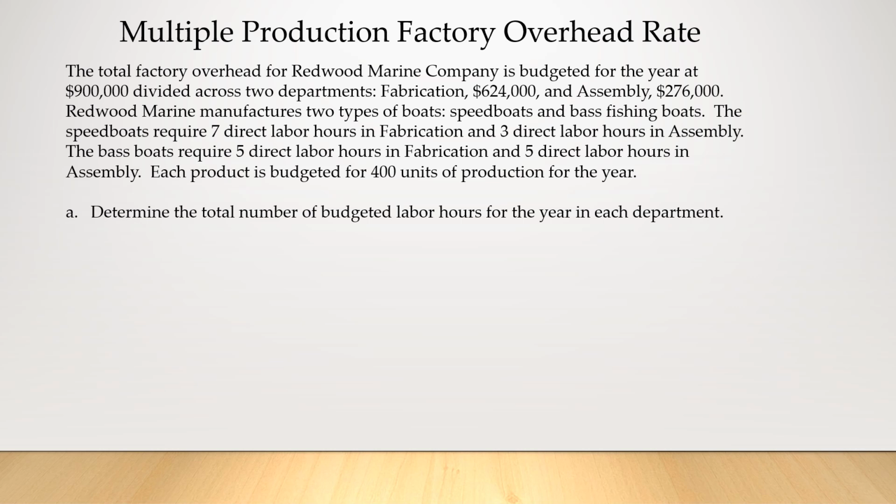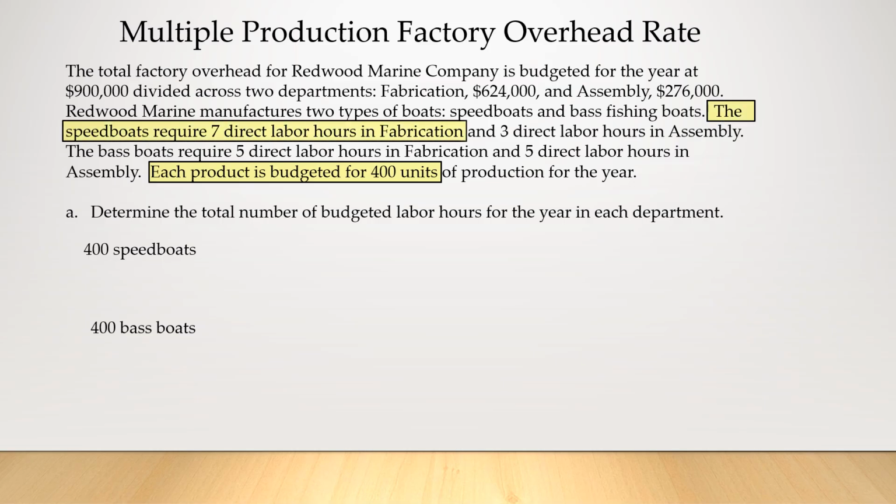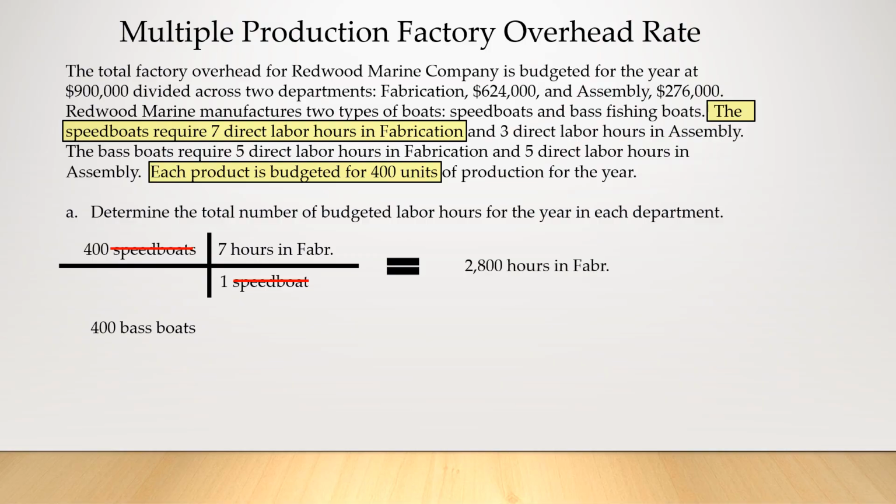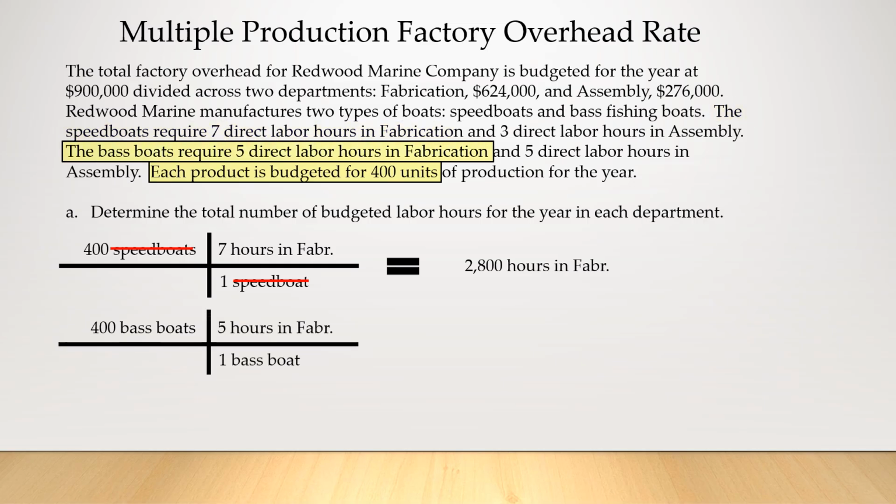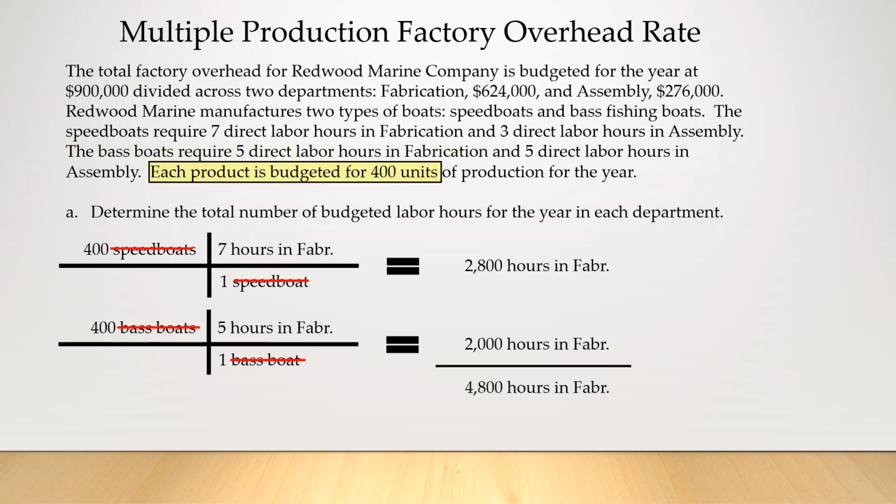We'll start by determining the labor hours for each department. We know the company is making 400 speedboats and 400 bass boats. How many hours in fabrication are required for 400 speedboats? Each speedboat requires 7 hours in fabrication, so multiply those 400 boats by 7 over 1, giving us 2,800 hours in fabrication. Bass boats require 5 hours in fabrication per boat, so those 400 boats will require 2,000 hours in fabrication. Total fabrication hours comes to 4,800 hours.